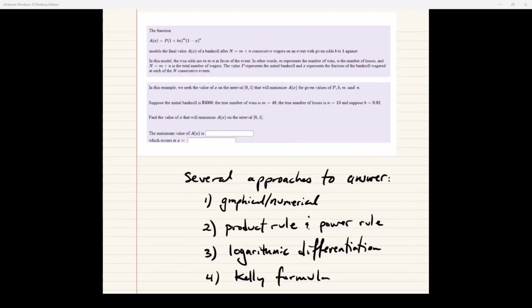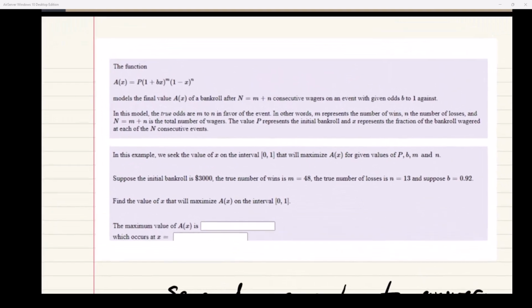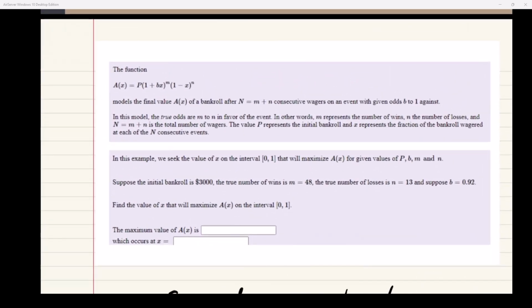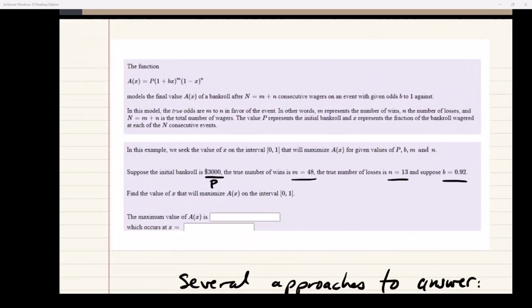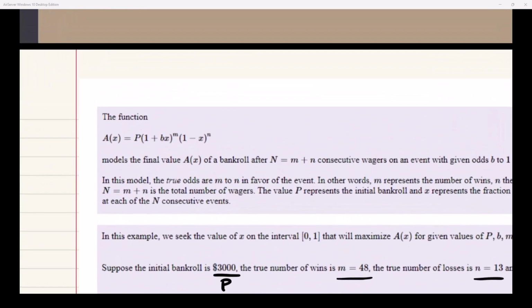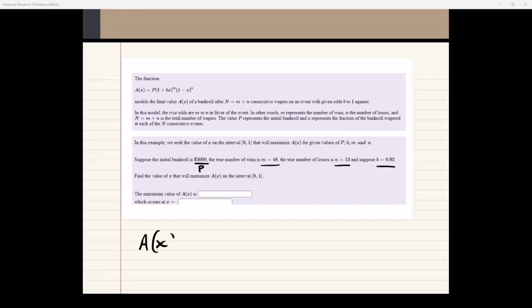Okay, so to answer this specific one, let's look at the values that are given. So we have this value, 3,000. That's the value capital P. Of course, we have m equal 48. We have n, little n equal 13. We've got b is 0.92. So let's put that into this function here. So the function would look like this.